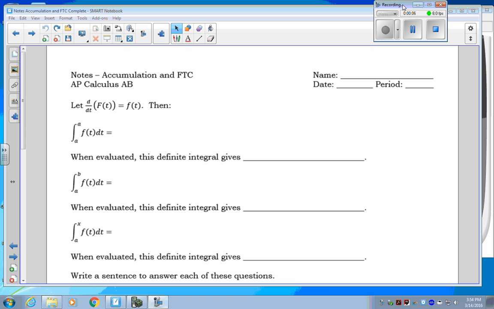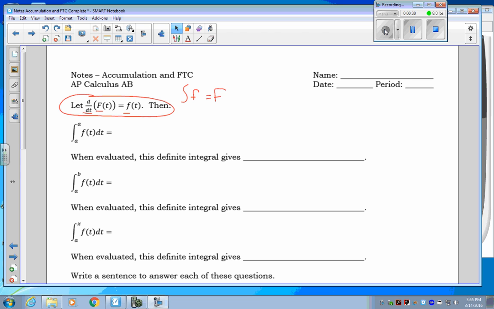So, hello, we are finishing our notes on the fundamental theorem of calculus. We are now on this page that says notes, accumulation, and FTC. This first statement gives us some information. What it's saying is the derivative of capital F is little f, which also means the antiderivative of little f is going to be capital F of some form.